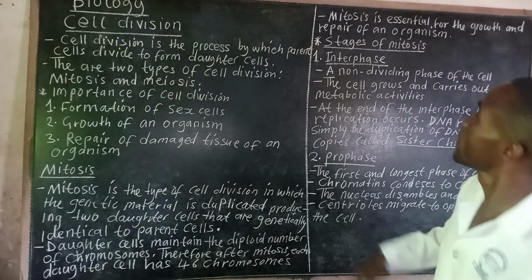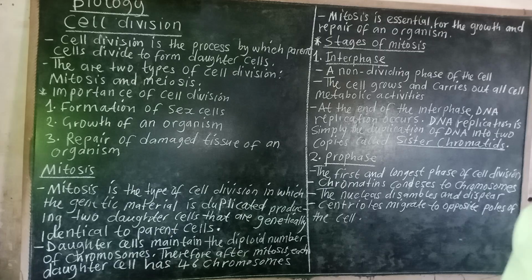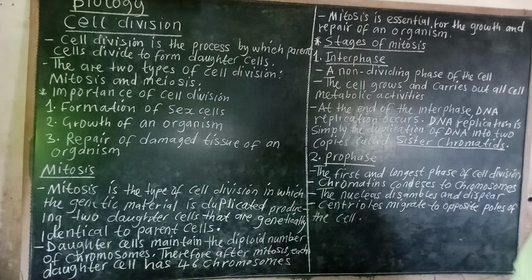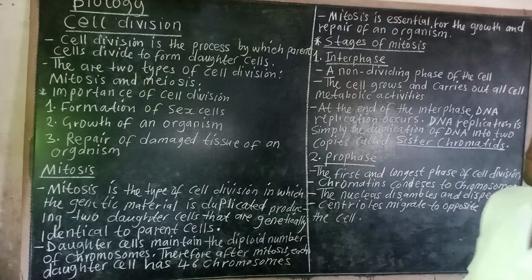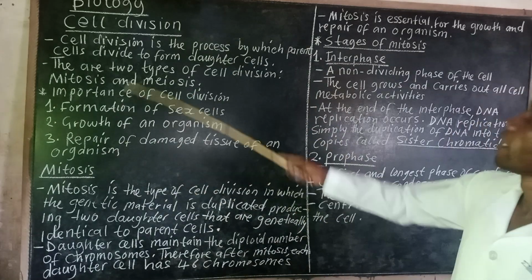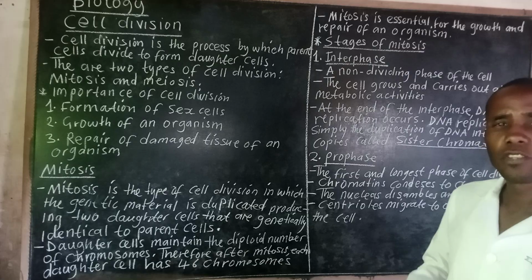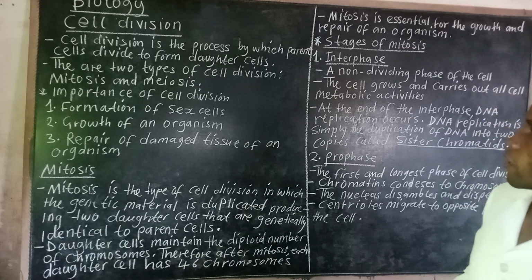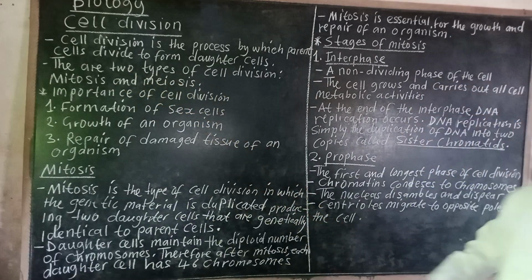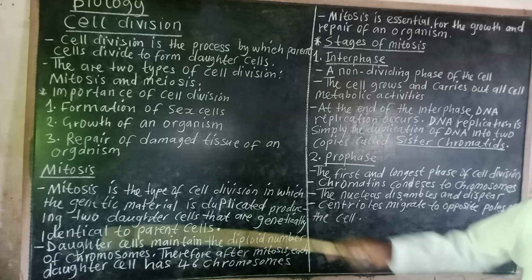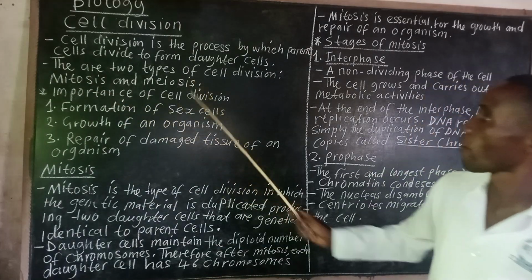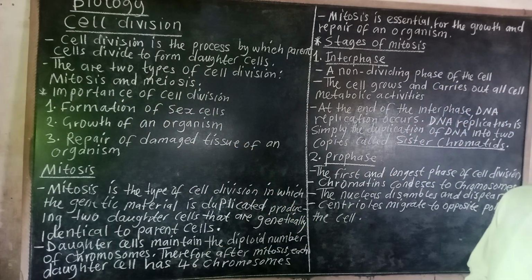Cell division is the process by which parent cells divide to form daughter cells. That is cell division, so you must understand it. There are two types of cell division. One of them is mitosis and the other one is meiosis.